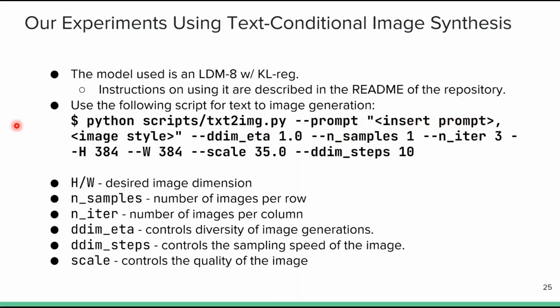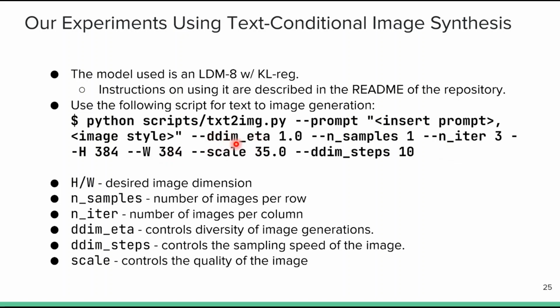choose your preferred image style. You could choose something like oil on canvas. This right here is your number of samples, which denotes the number of images that you'd like to generate per row. The number of iters does the same, but for columns. H and W control your dimensions.